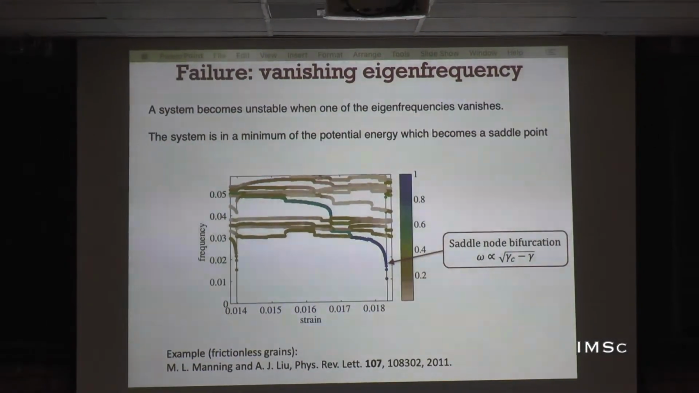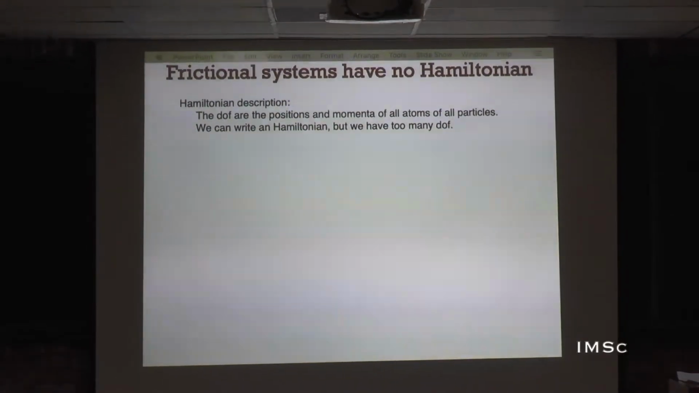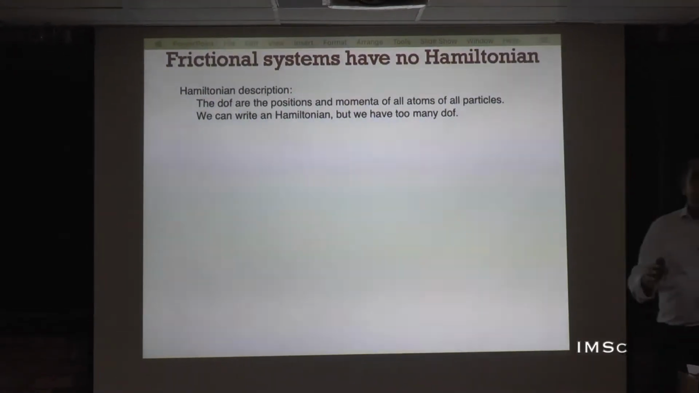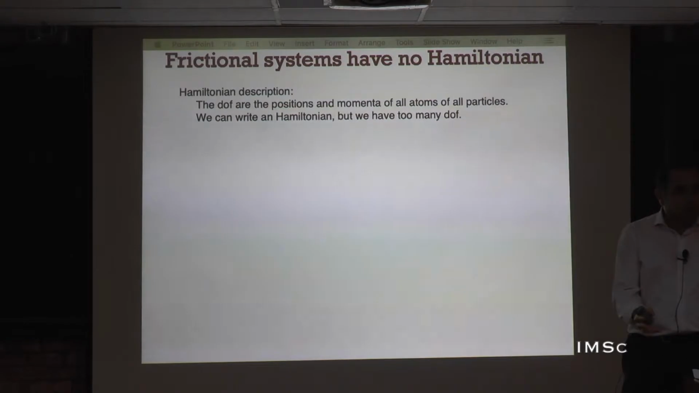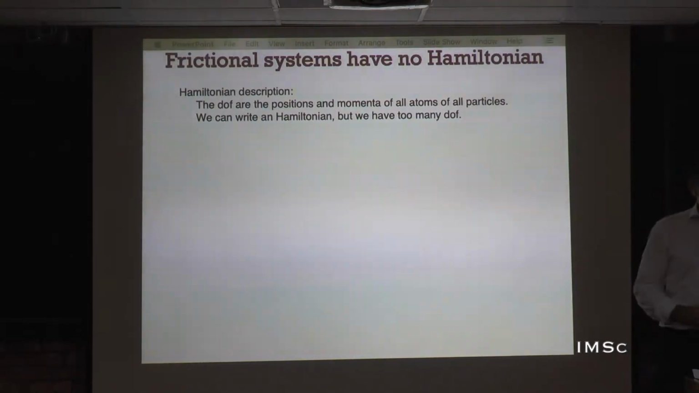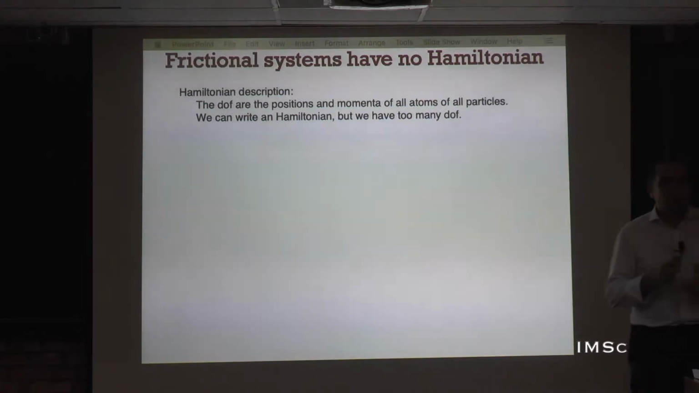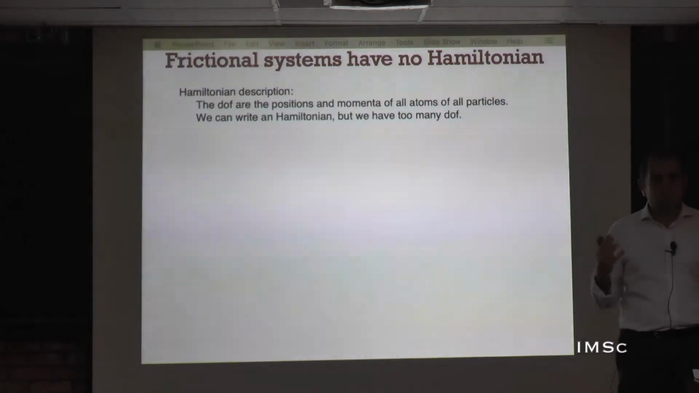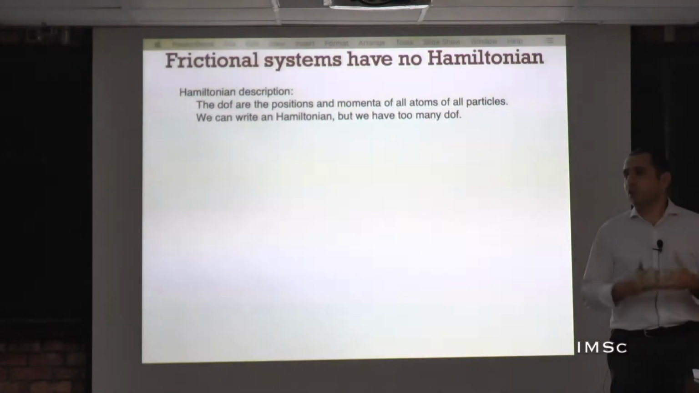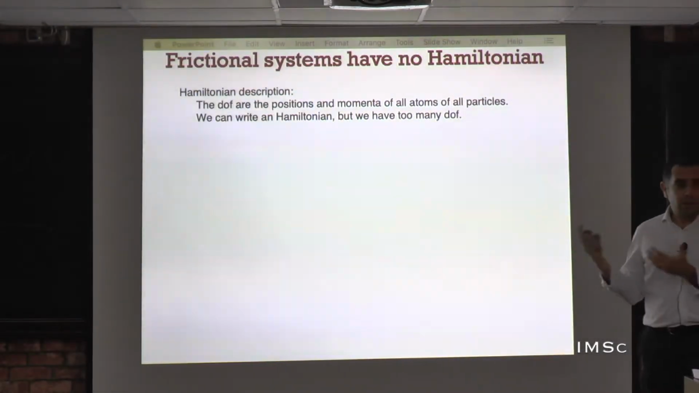What I mean is the following: of course, if you have a bunch of grains in a box, you can write down the Hamiltonian in terms of the degrees of freedom. But the degrees of freedom that you have to consider are just too many. They are the position and the momentum of all the atoms of all the grains. So you should develop a microscopic description, and this is not what you want to do because you have essentially too many degrees of freedom.